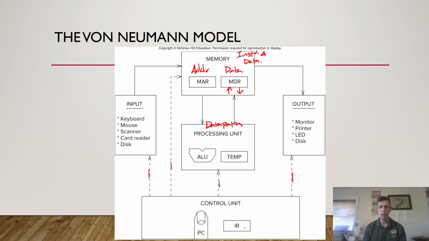And then IR on the right here stands for instruction register. So this is a register that holds the value of the current instruction that's being executed, and it will keep that value there, unchanged, until it's completed its execution, at which point it gets loaded with the next value in the sequence. All right, so these are our 5 components of the von Neumann model: memory, processing unit, input and output, and the control unit.